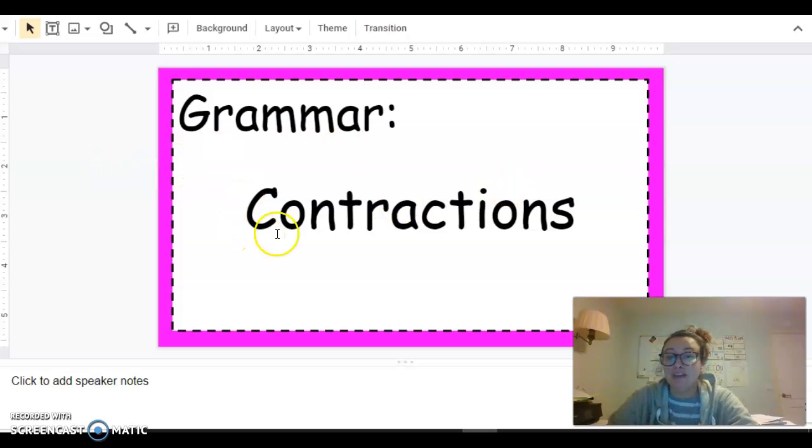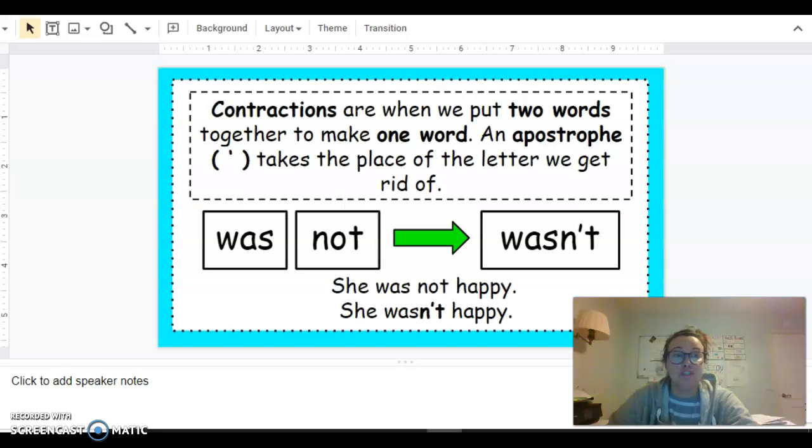Today we're going to be working with contractions. Now contractions are when we put two words together to make one word. So to do that we use something called an apostrophe. So it looks like this. You may have seen it before.